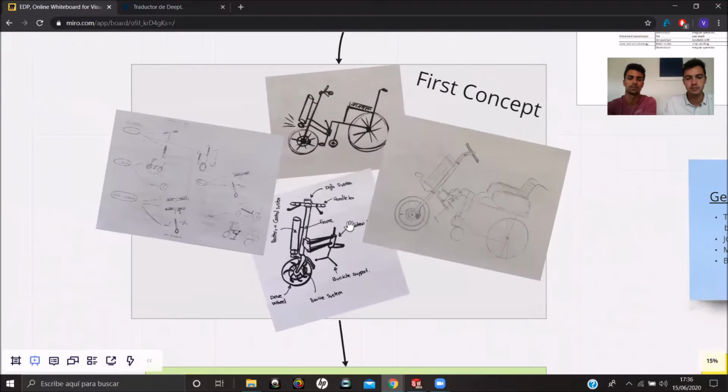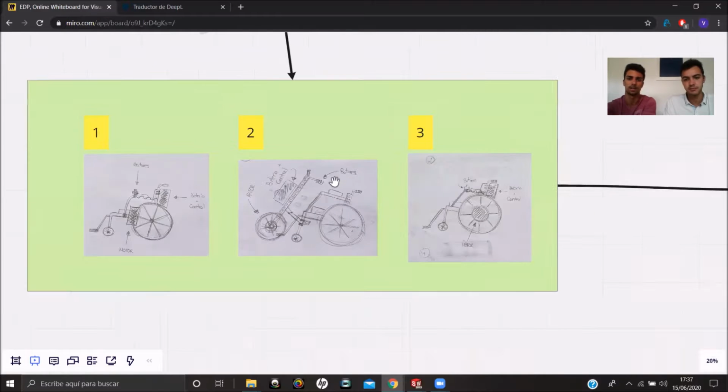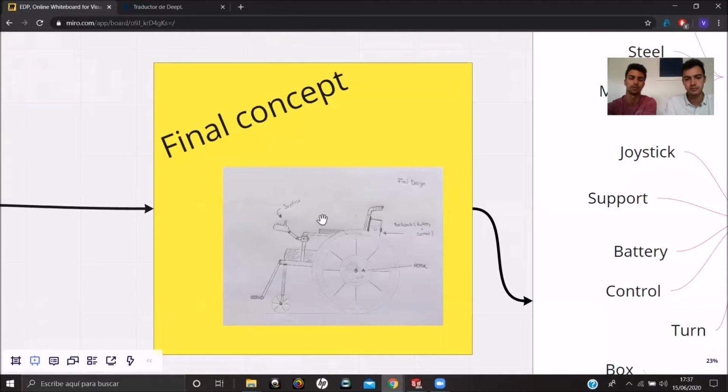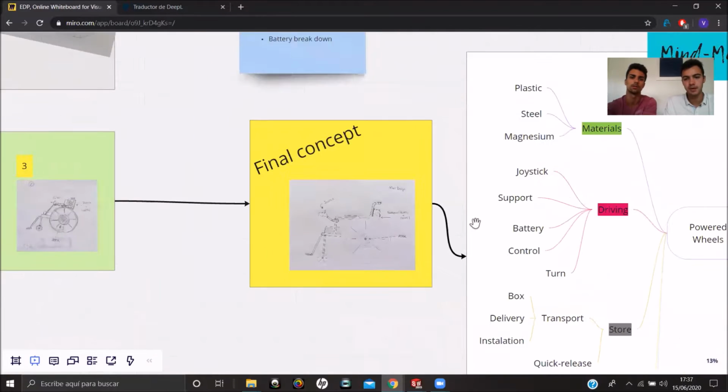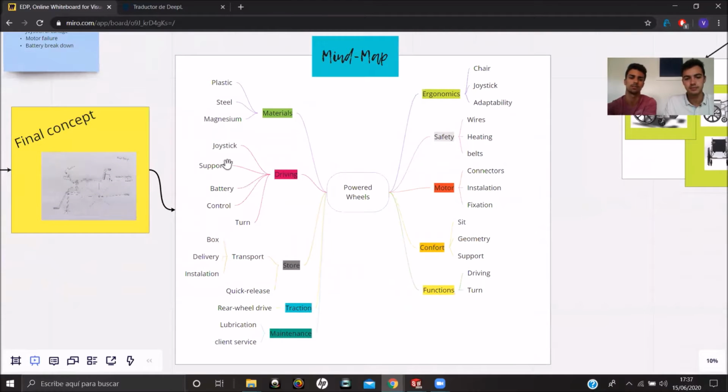This is the first concept we started to develop, but we realized that this was a failed product because it doesn't meet the user requirements. So we had to think of other alternatives. We thought of these three, and we chose the third one. This is the final concept we chose. After that, we made a mind map where we put all the things we want for our product.